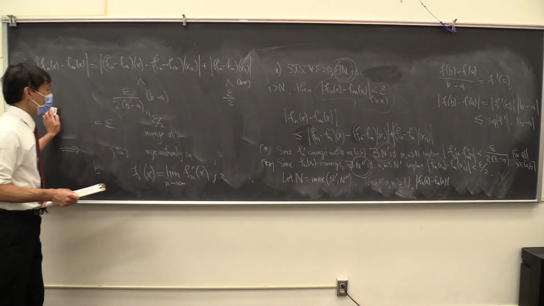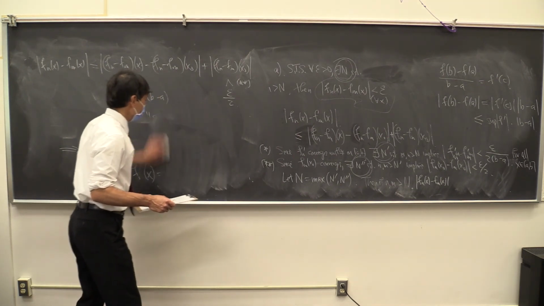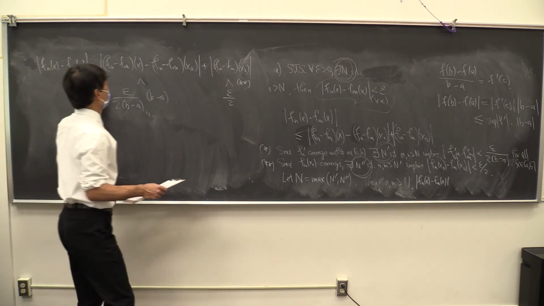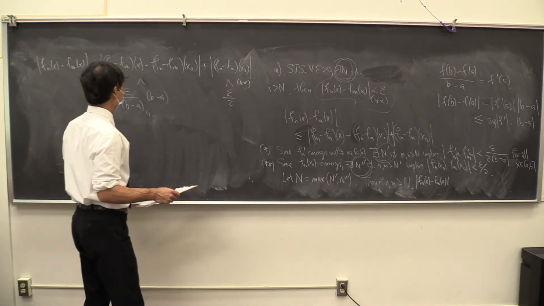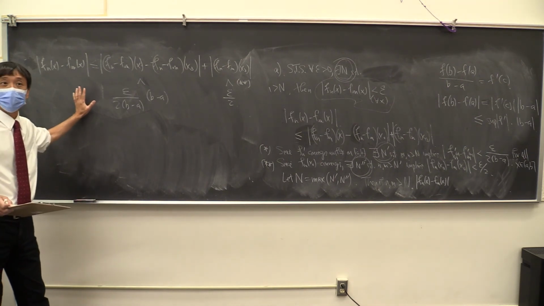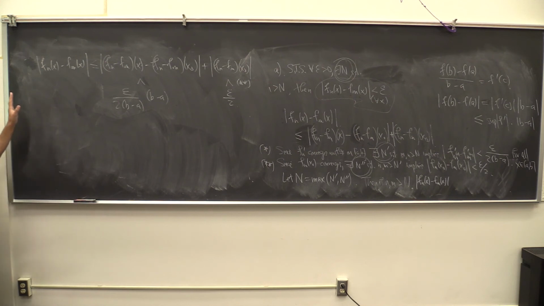Okay, so now we have to do the second part, which is to show that the limit of the derivatives is actually the derivative of the limit. So I'm going to erase this thing here. Is that okay? Should I wait a minute?